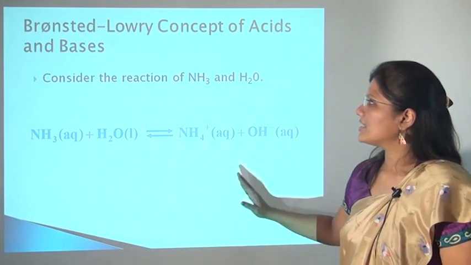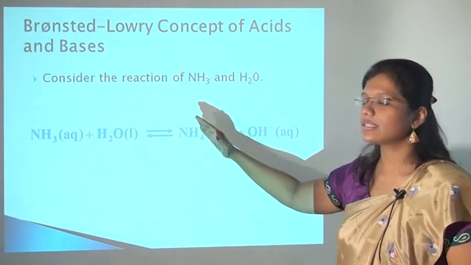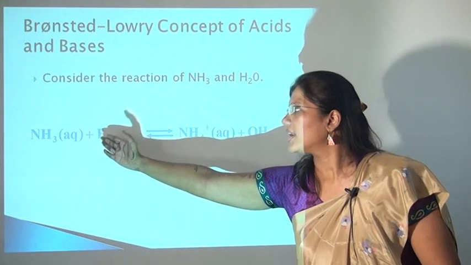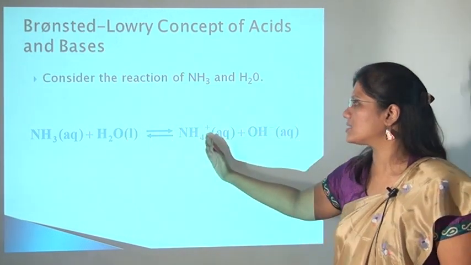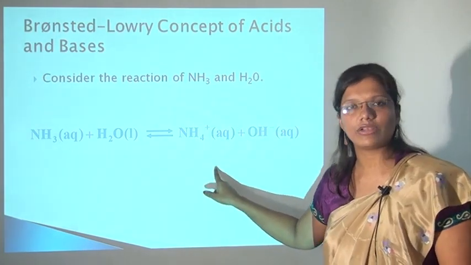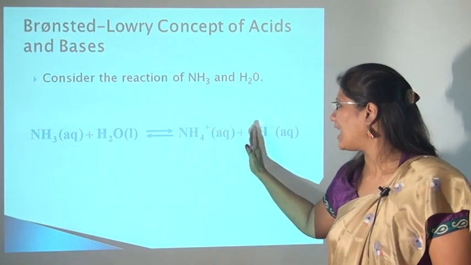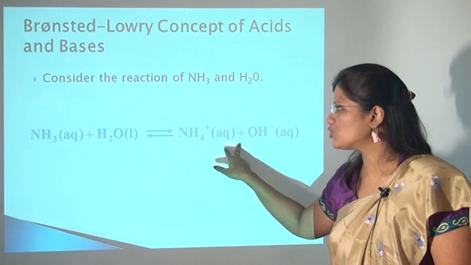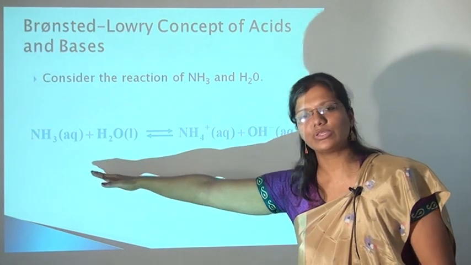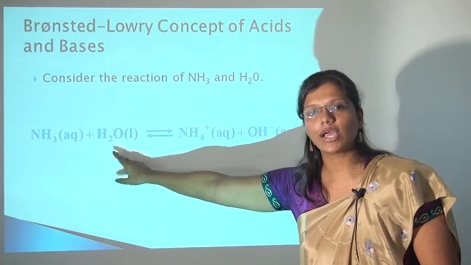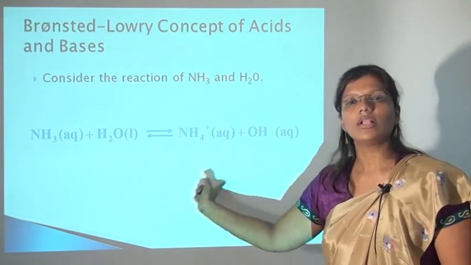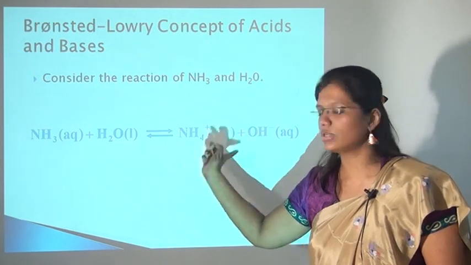Now we are taking an example of one reaction. Consider the reaction between NH3, ammonia, and H2O. If we react NH3 with H2O, what will we get? That is NH4 plus and OH minus. This reaction is a reversible reaction, and NH4 plus and OH minus get together and react back to form NH3 and H2O. Again, NH3 and H2O react together to form NH4 plus and OH minus. The same cycle will be repeated for a long duration.